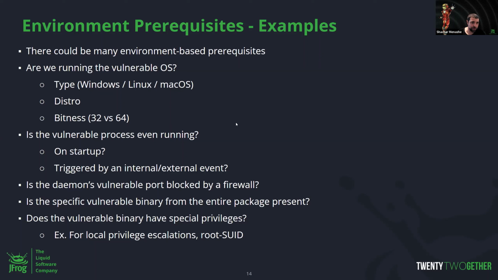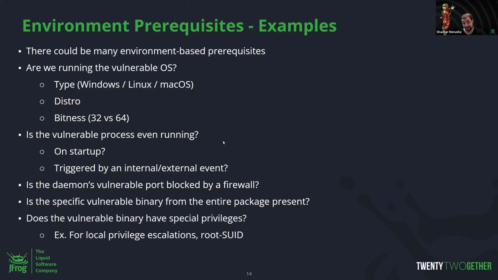So let's look at some other environment prerequisites. Again, the operating system. Here we saw different code that runs on different types of operating systems, but it can also depend on the distro. For example, Debian and Ubuntu Linux have a lot of different default security mitigations, so what works on Ubuntu might not work on Debian, which is a bit more hardened. The bit level of the operating system also matters: a lot of vulnerabilities work on 32 bits, but not on 64, because of address space randomization and things like that.